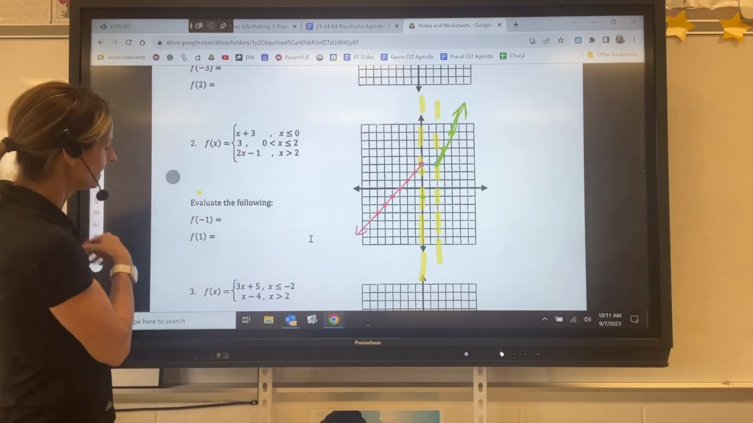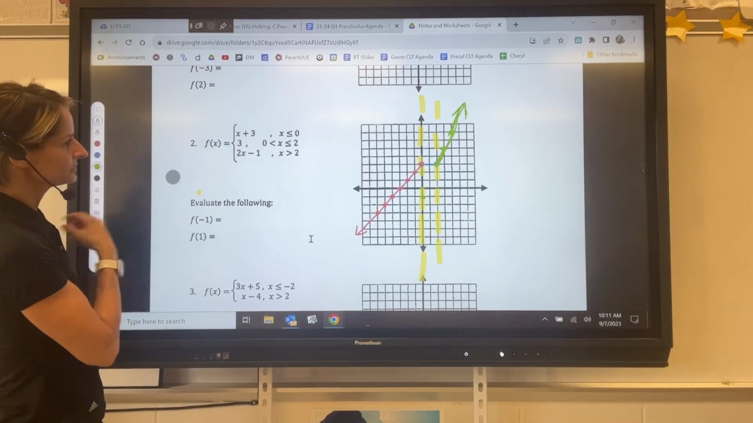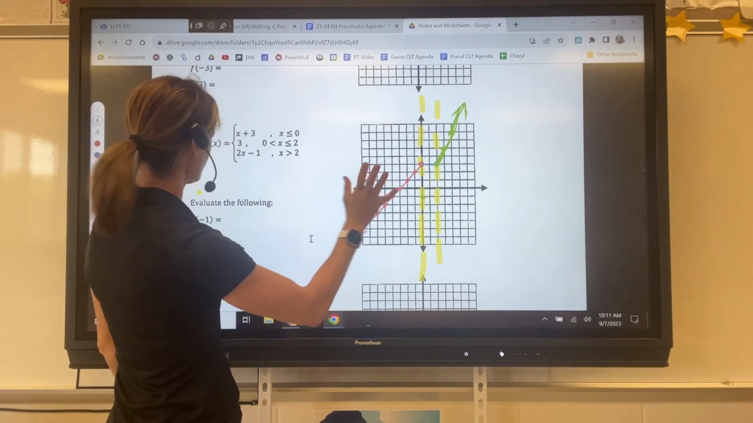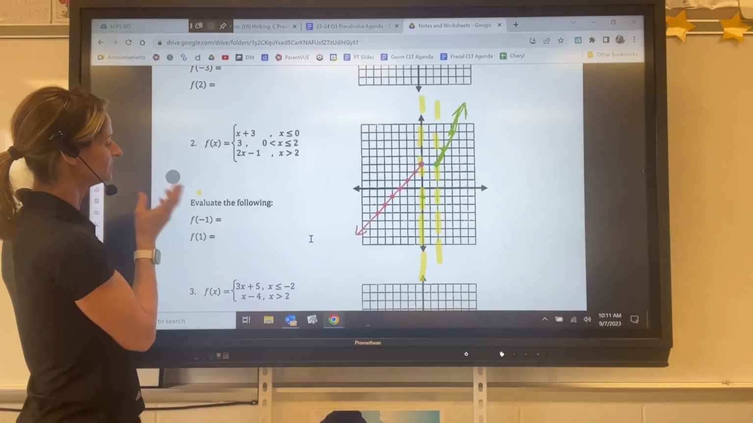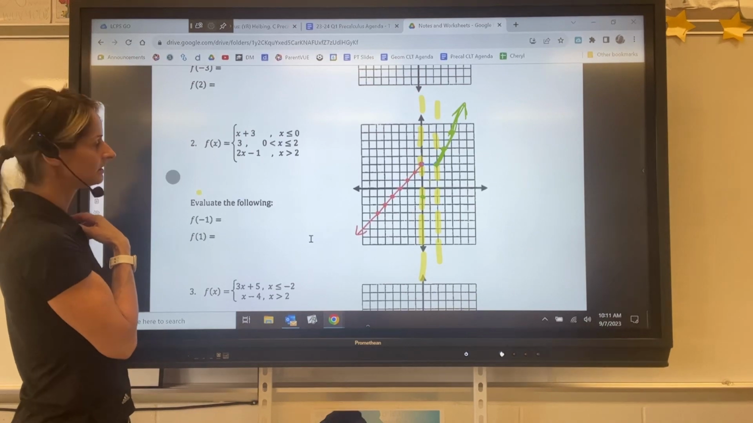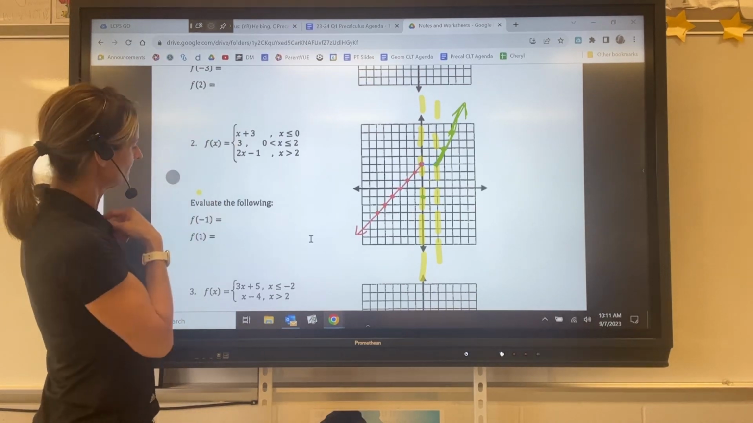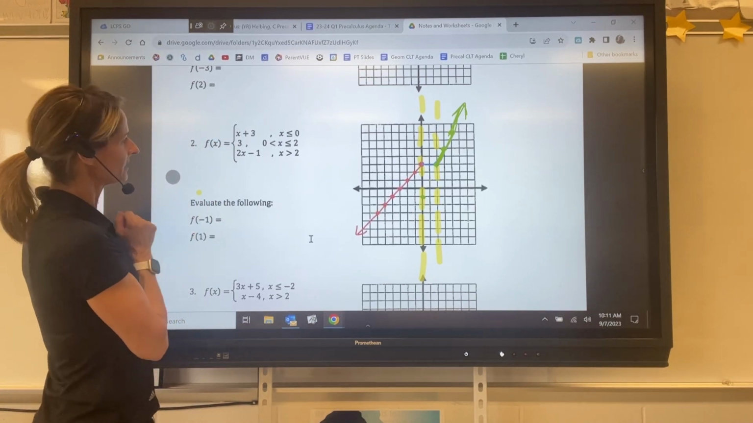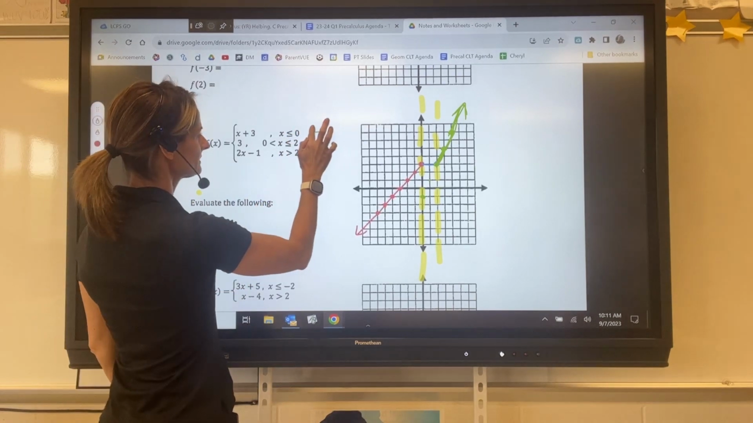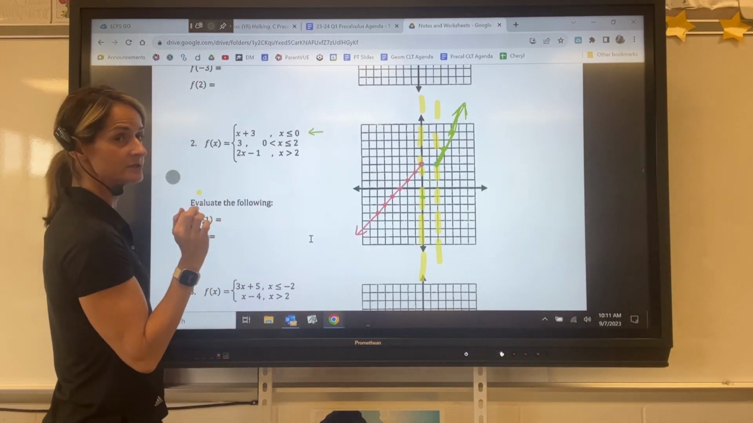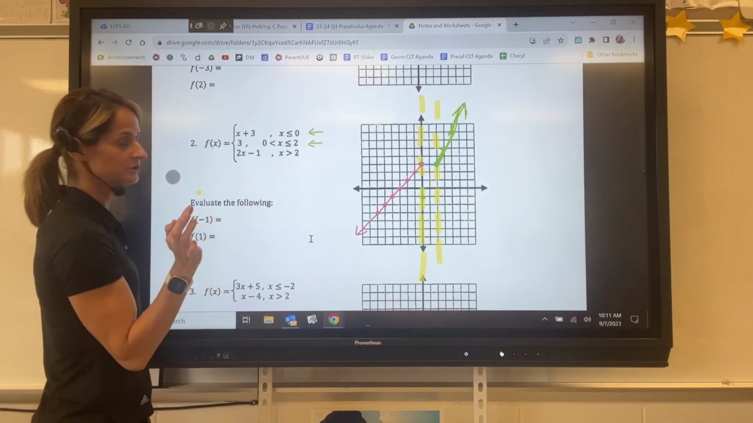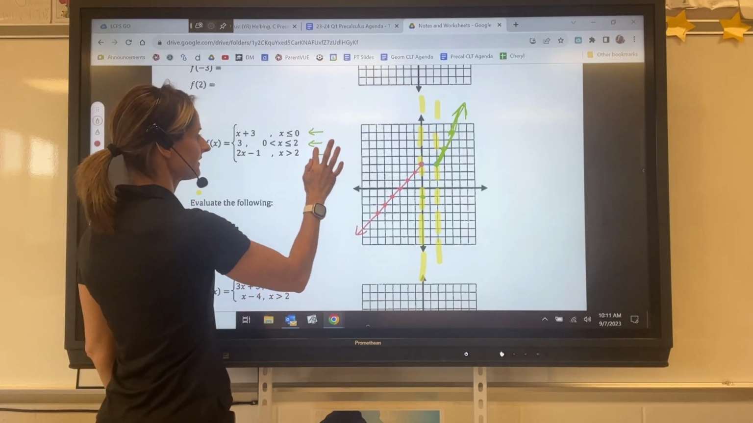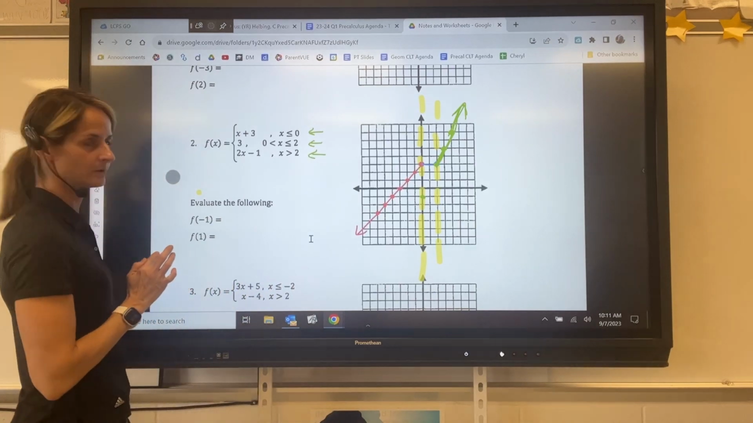All right, so evaluate the following. F of negative 1. If we didn't have the graph, and we had just our equation here, we were asked to evaluate f of negative 1. Which one are we gonna throw it into? X value of negative 1. Is that an x value that's less than or equal to 0? Is it between 0 and 2? Or is that x value greater than 2? Negative 1.